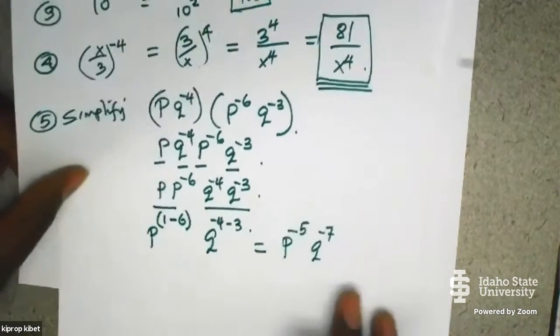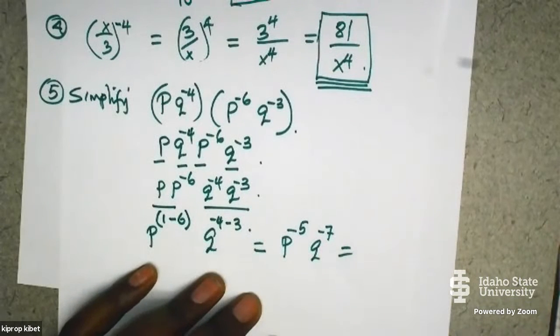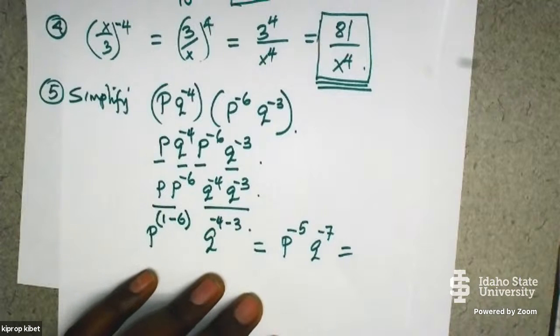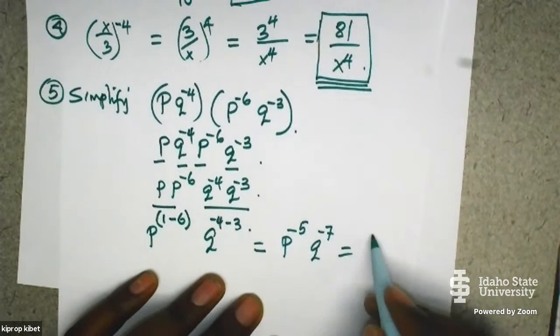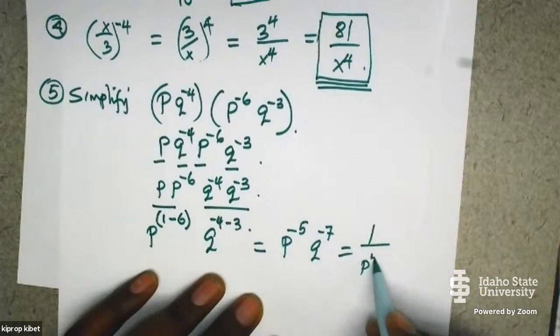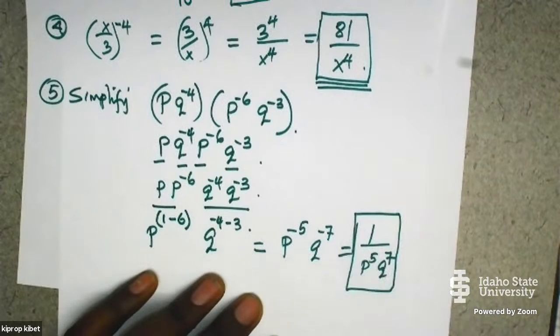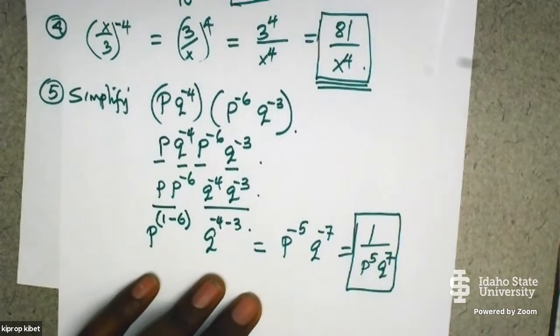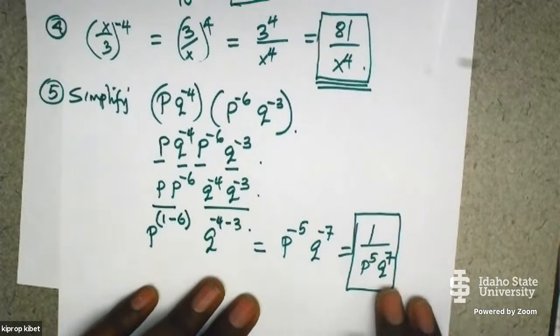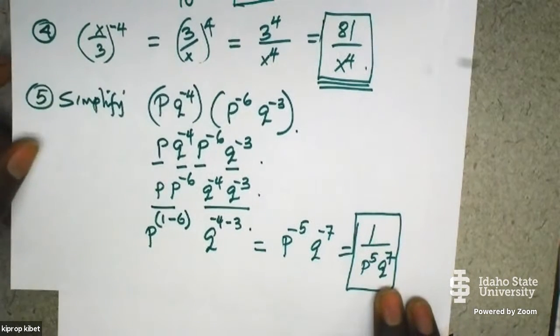Now you don't want the negative, so we don't actually need the negative. Then using property number 4, it will be 1 over p raised to 5, q raised to 7. Are we together? Yes. Any question up to that?